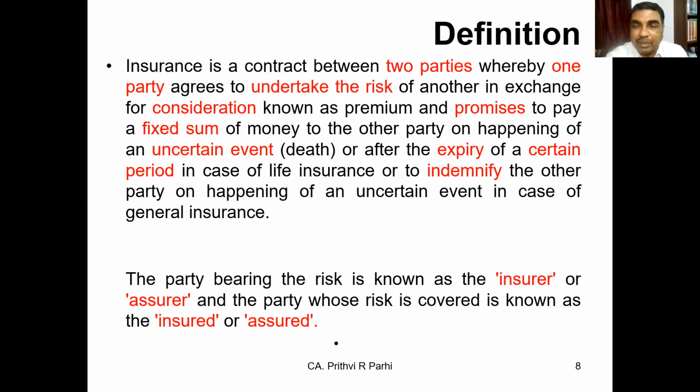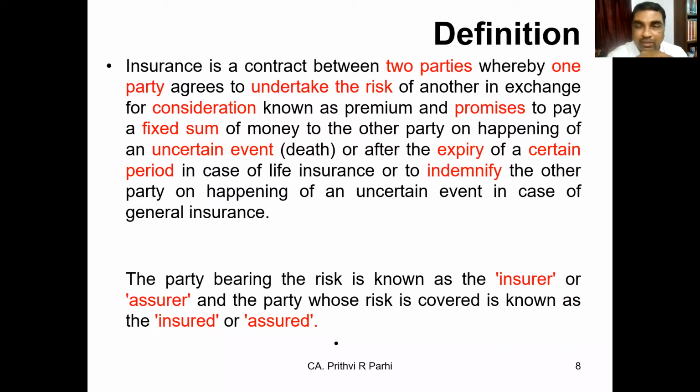So it's a contract between two parties. The two parties involved in any insurance contract are the insurance company and the policyholder, or you can call them the insured and the insurer. The insured is the policyholder and the insurer is the company which provides this insurance service. It's a contract between two parties, whereby one party agrees to undertake risk. Now tell me, which party agrees to undertake the risk?